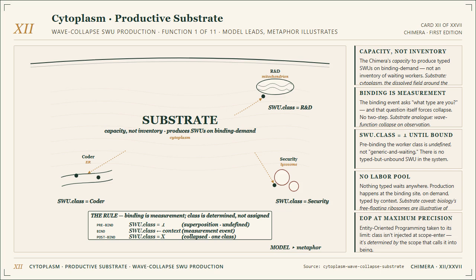One architectural consequence worth naming. Function head count in the cell is dynamic. R&D doesn't own a fixed number of workers. When R&D needs work done, the binding demand collapses cytoplasm capacity into an R&D classed SW. When the work finishes, the SWU dissolves. The cell's labor goes where the work demands it, sized to the demand at the moment, classed by the demand at the moment of binding.